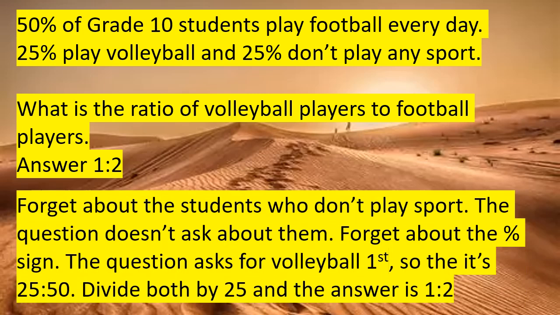So forget about the students who don't play sport. The question doesn't ask about them. Forget about the percentage sign. The question asks for volleyball first, so it's 25:50. Divide both by 25, and the answer is 1:2.